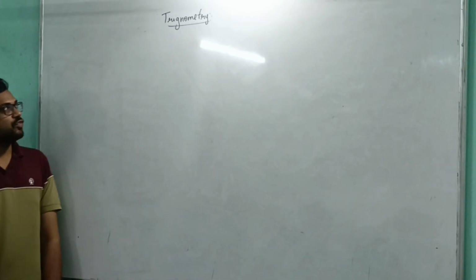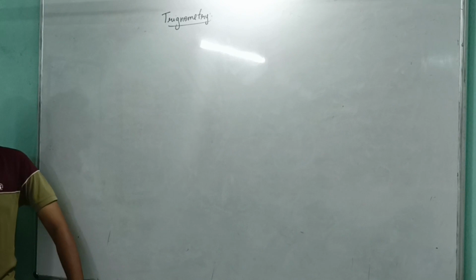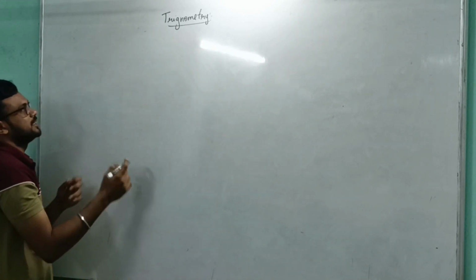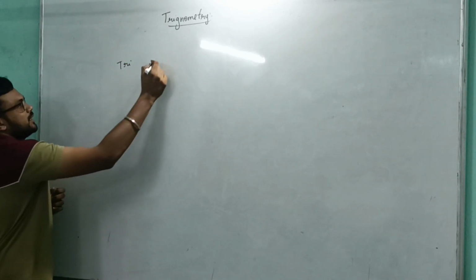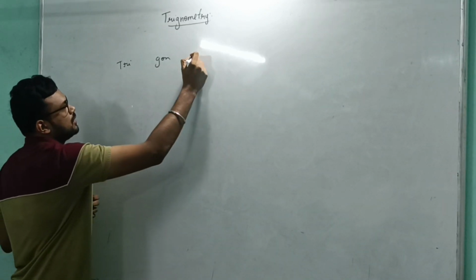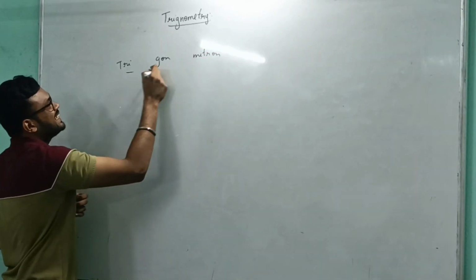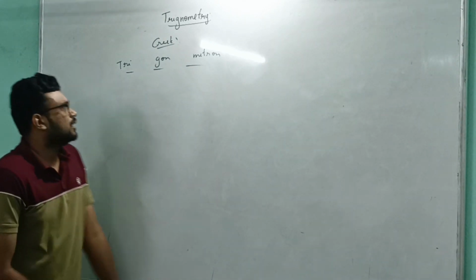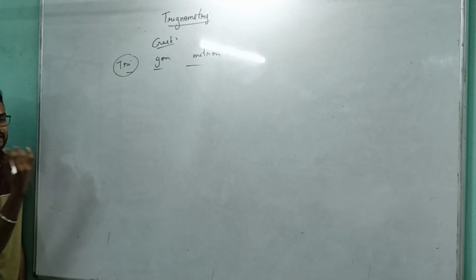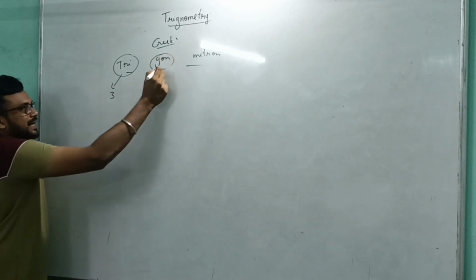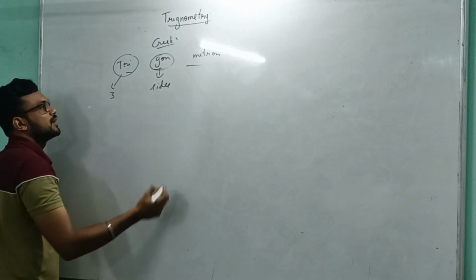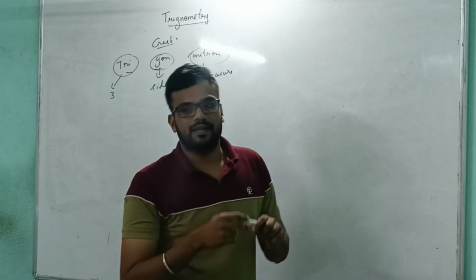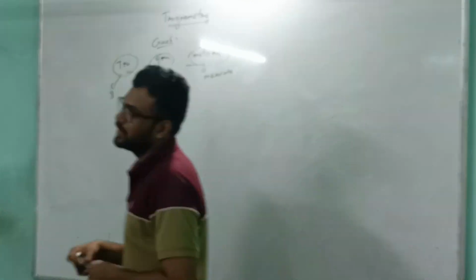Okay. First of all, let us try understanding the word trigonometry. If I cut the word into three parts, trigonometry can be cut into tri, gon, metron. These are three Greek words. Tri means three, gon means sides, metron means measure.